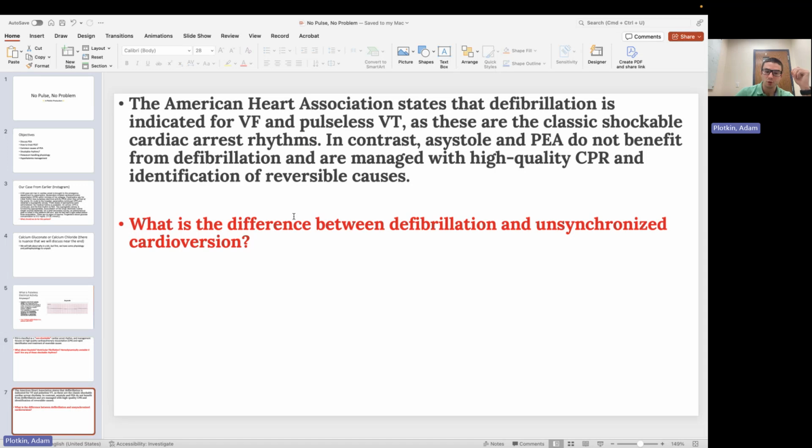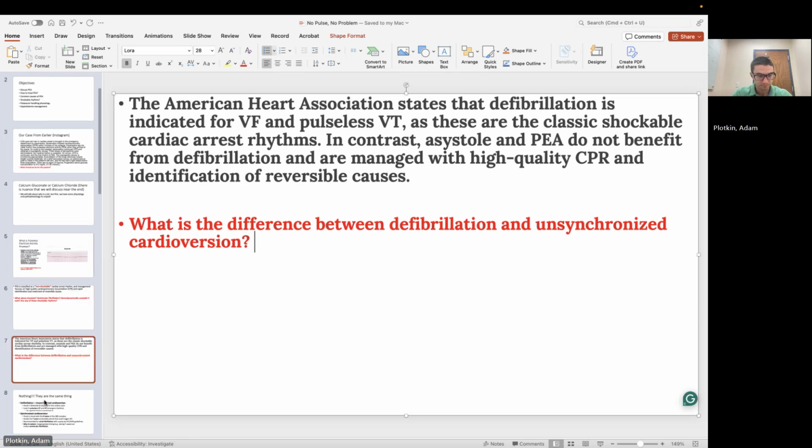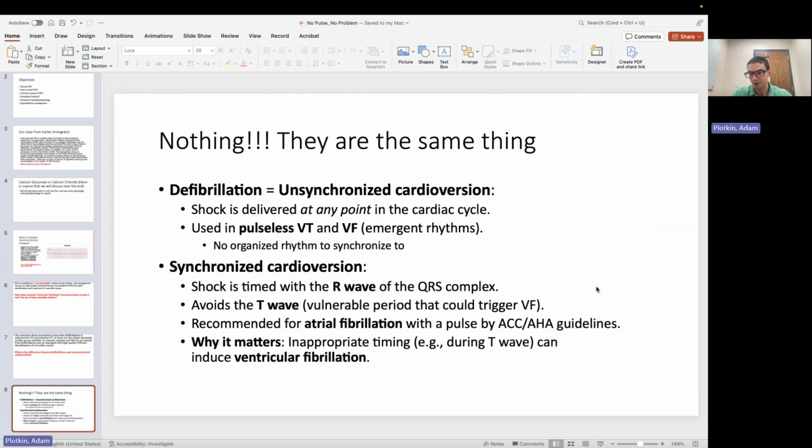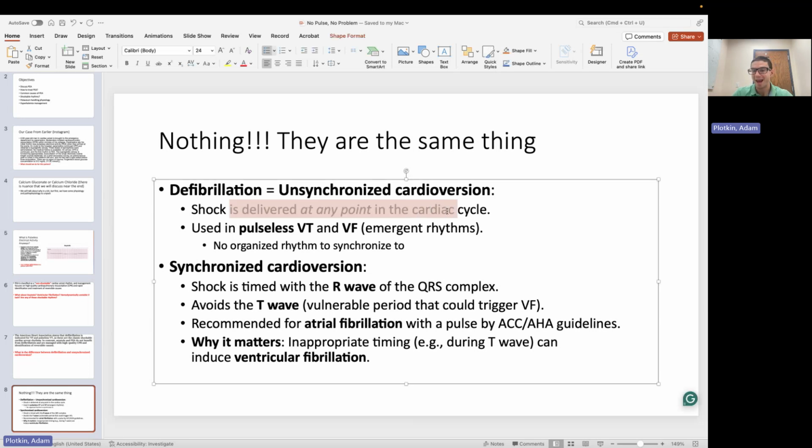So my next question for you is, what's the difference between defibrillation and unsynchronized cardioversion? Take a second, pause your screen. There's nothing different between defibrillation and unsynchronized cardioversion. They are the same thing, right? The shock is delivered at any point in the cardiac cycle, so it's unsynchronized. That's different from synchronized cardioversion, where the shock is timed with the R wave.